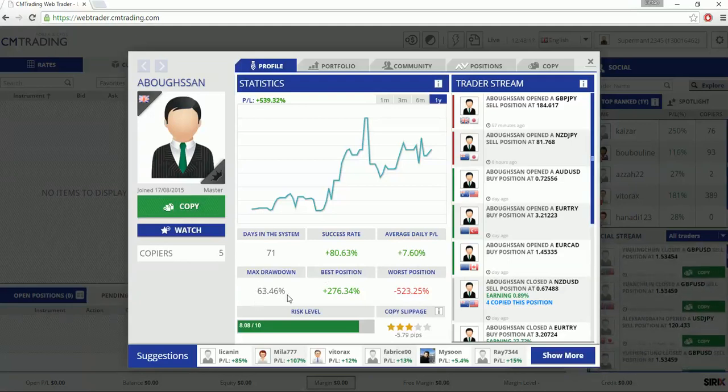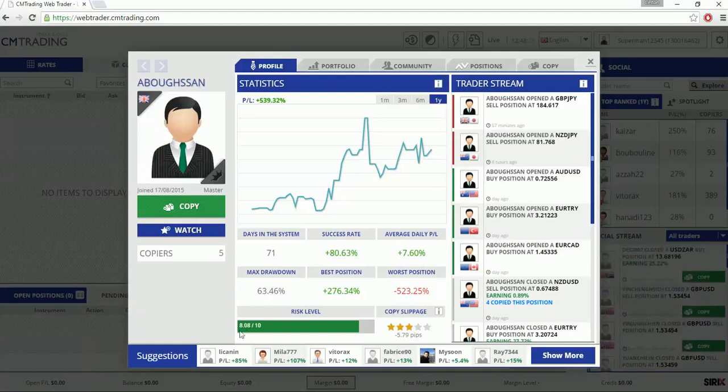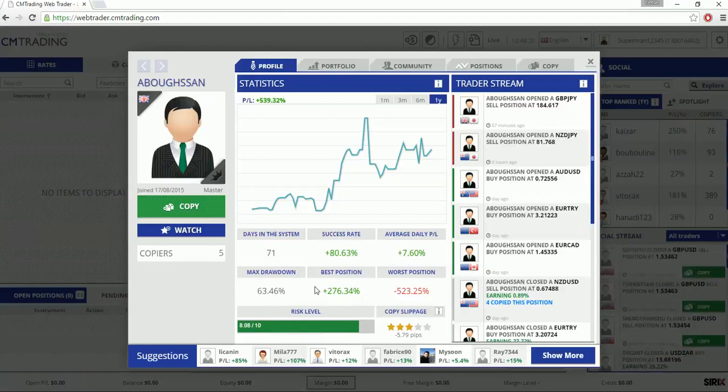But look at his drawdown statistic, 63.46%. And also his risk level, 8 out of 10. Immediately you can see that this guy is risking more on his account than what I personally would be happy to risk with my account. Some guys have the risk appetite for that and are happy to go for it. Yeah, I'm not too keen on that kind of risk at this point in time, and that's pretty evident in his chart. So it's quite choppy.